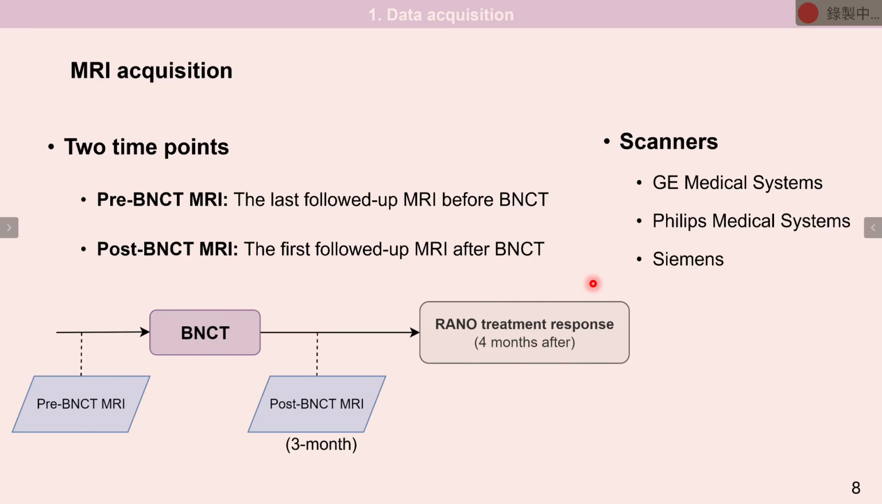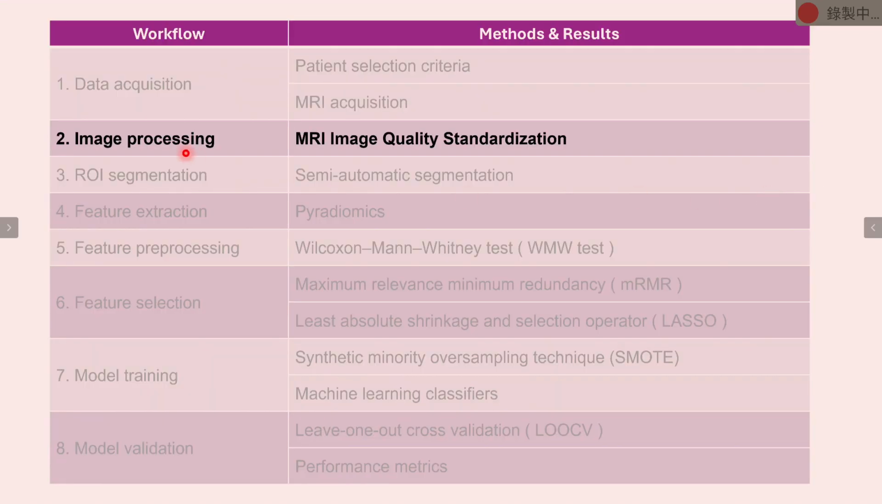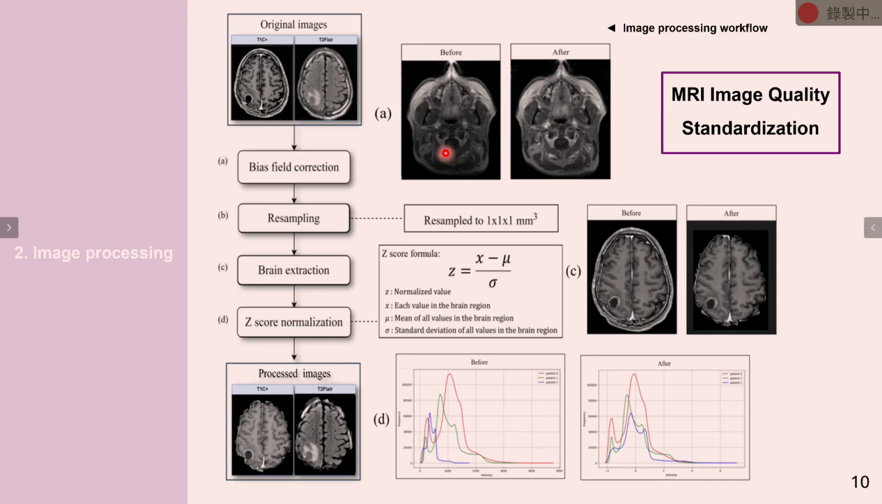So the next step is image processing, and the purpose is to standardize the image quality. Our study used 4 steps to do this part. First step is bias field correction. You can see figure A.